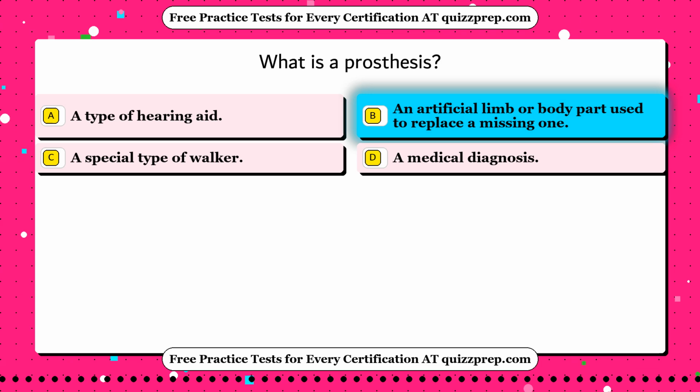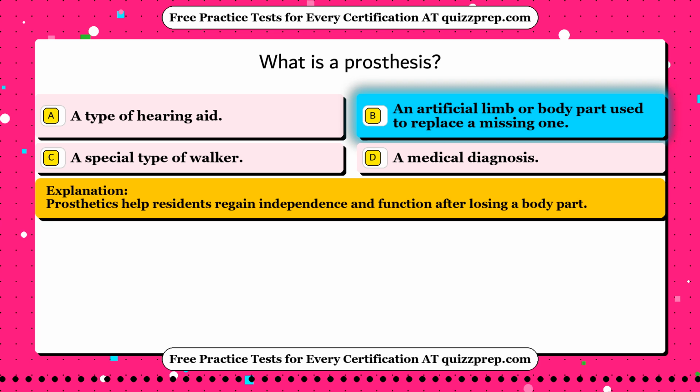The correct answer is option B. An artificial limb or body part used to replace a missing one. Prosthetics help residents regain independence and function after losing a body part.